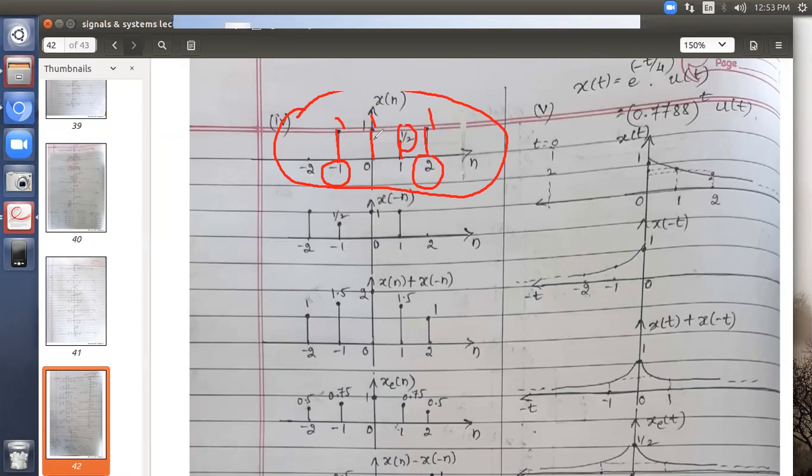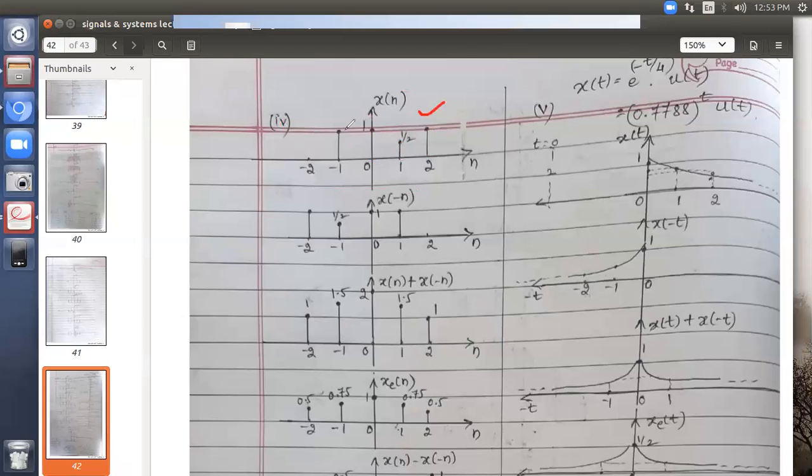To get the even and odd, I have to first sketch x of n. I have to first go for reflection, then go for addition of those two and subtraction of those two. Finally, the amplitude should be divided by 2. Okay, let's go for that. First, I have to go for the reflection.